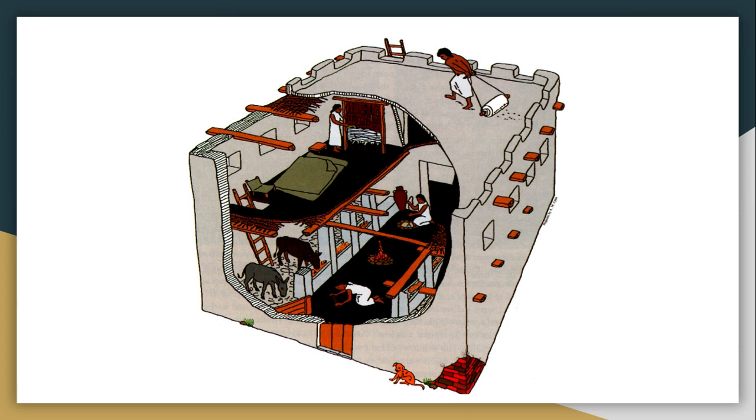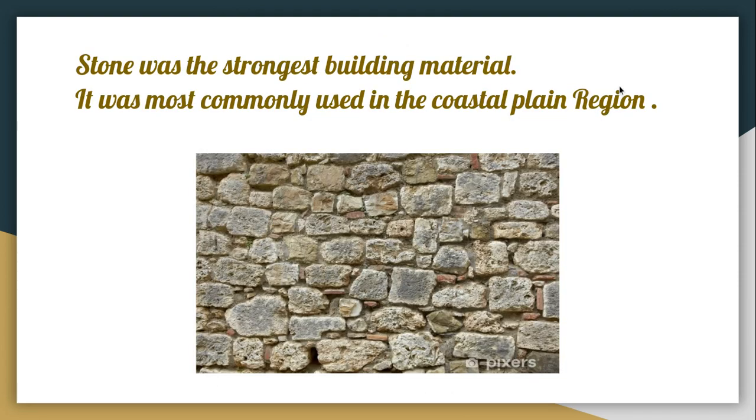For example, if you lived in the coastal plains, your home would have been made from mud bricks because clay was readily available. Some of the most commonly used building materials in ancient Israel were stone, wood, reeds, and mud.